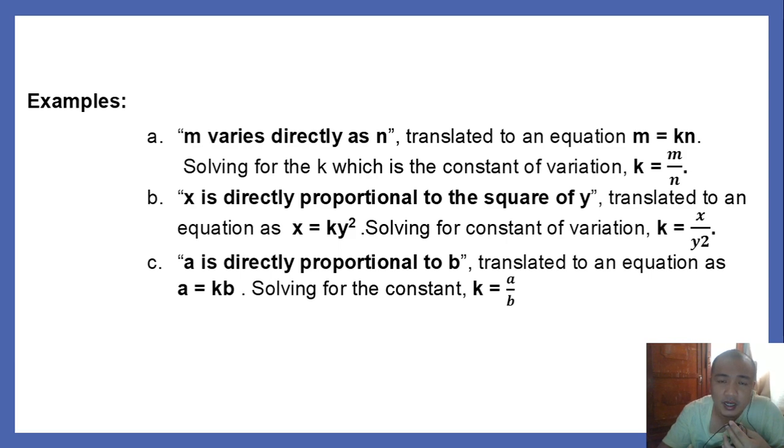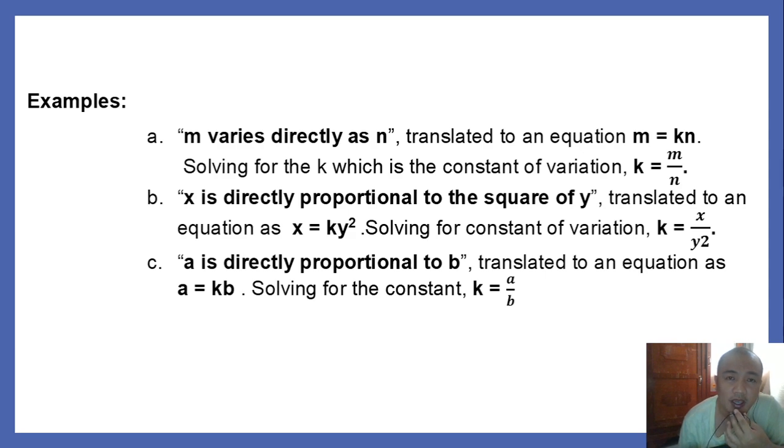Example: m varies directly as n. This can be translated to an equation: m equals kn. Solving for k, we divide both sides by n. So k equals m over n.